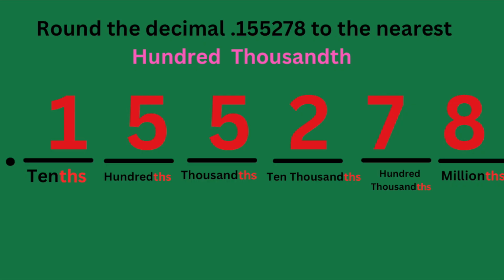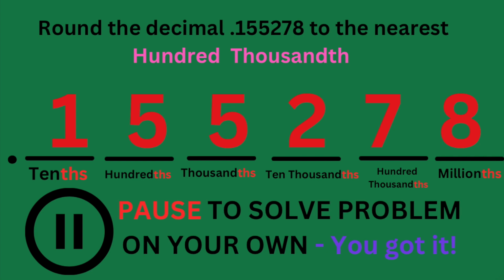So for the very last example, we have our decimal 0.155278. So in this example, we have to round the decimal to the nearest hundred-thousandth. So go ahead and pause this video to solve it on your own. You got it. Feel free to refer back to the previous examples that I went over, but when you feel that you have the answer and you've rounded it correctly, resume to check your answer.